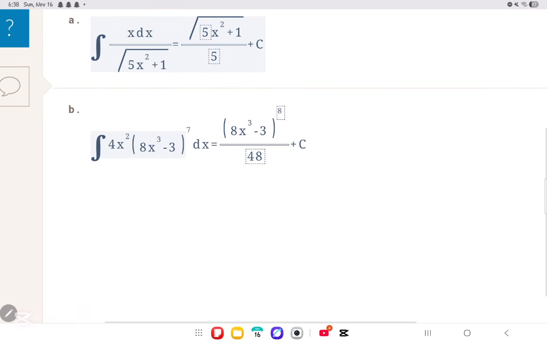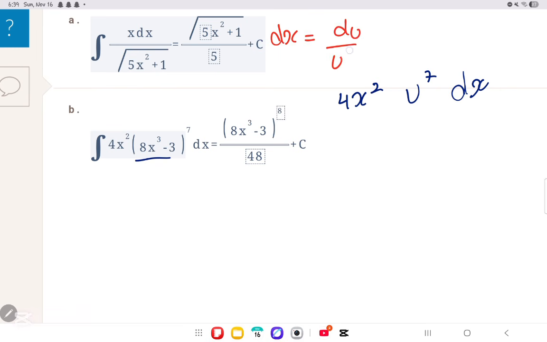We'll move on to part B. What does it say in part B? Integration of 4x squared times this. So it's going to be 4x squared times u to the power of 7 dx. Now we need to change dx. dx is equal to du over the derivative of u.